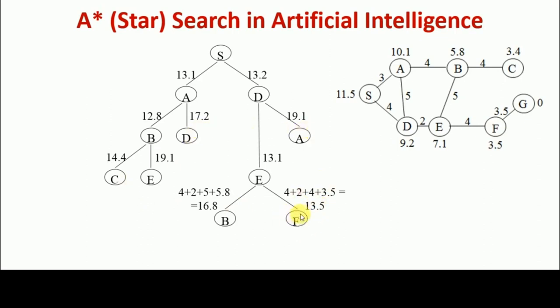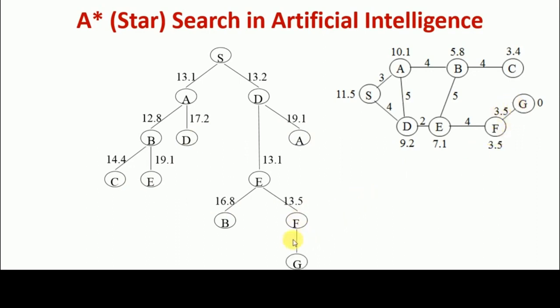So I will consider this particular node and its successor is G here. Now, because G is a goal node, I will stop here. So the path to reach G from S is S to D, D to E, E to F and F to G here. So this is how we can apply the A star search algorithm to the given problem so that we can go from the source node, or you can say the initial node, to the goal node in this case.